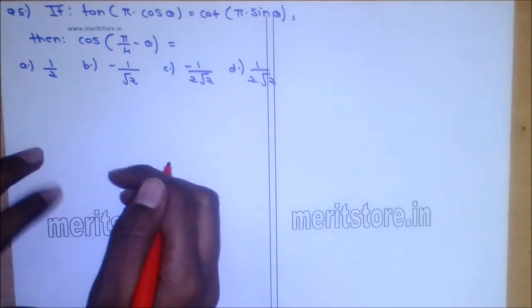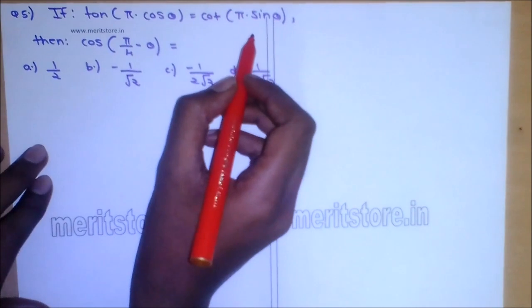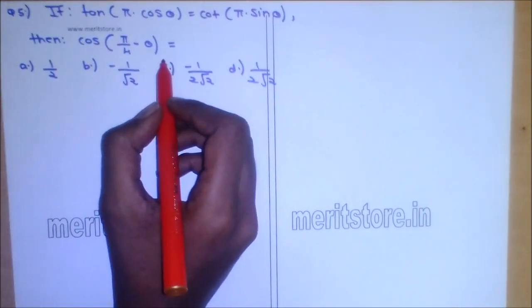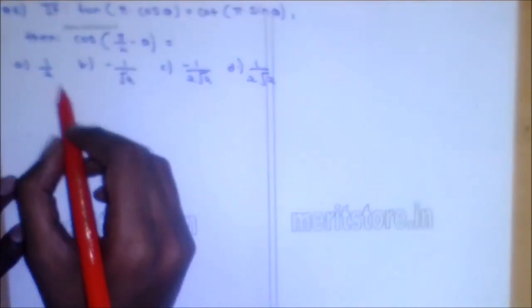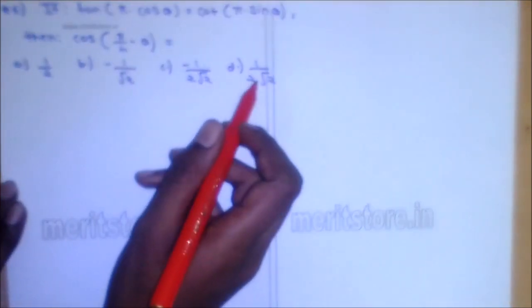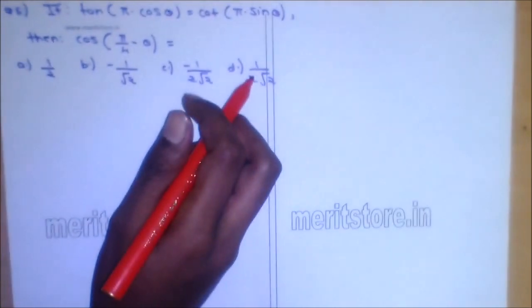If tan of pi cos theta equals cot of pi sin theta, then what is the value of cos of pi by 4 minus theta? The options are half, minus 1 by root 2, minus 1 by 2 root 2, or 1 by 2 root 2.